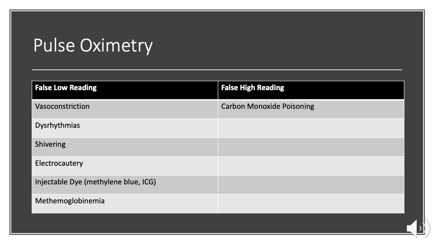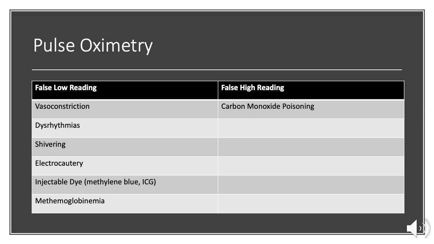Examples include vasoconstriction from hypothermia, vasoactive medications, or hypotension. Dysrhythmias such as atrial fibrillation, ventricular tachycardia, or other abnormal cardiac rhythms can interfere as well. Shivering and electrocautery can also interfere with accurate SpO2 readings.